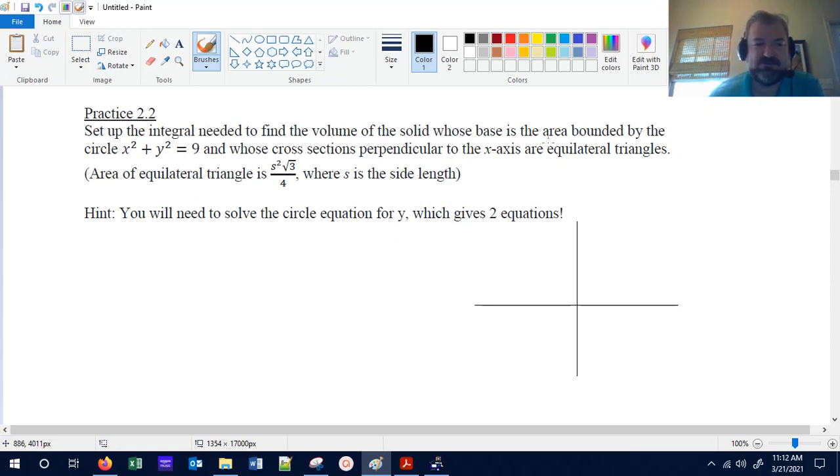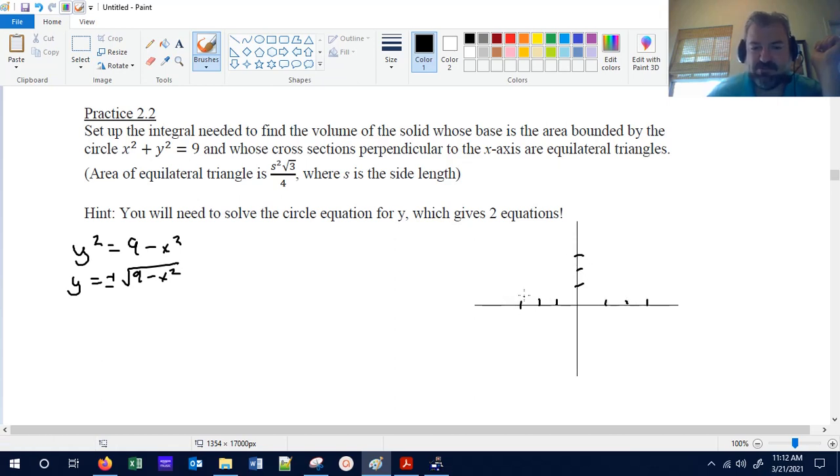All right, let's see how you did. So if you solve this for y, you should get y squared equals 9 minus x squared. So y is equal to plus or minus the square root of 9 minus x squared. So that's going to be a circle with a radius of 3.